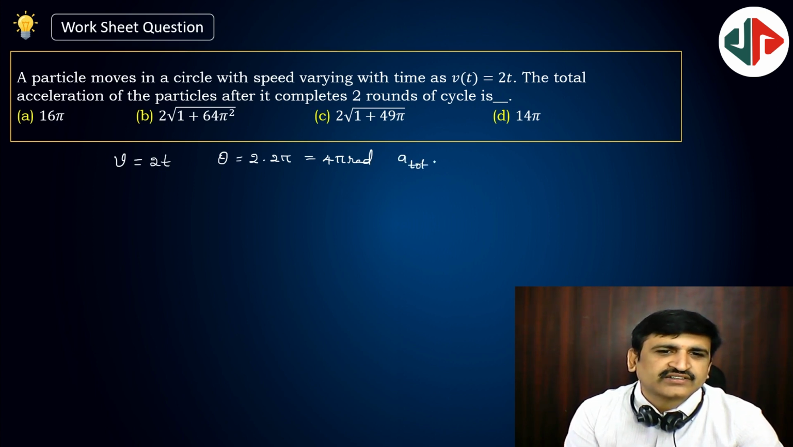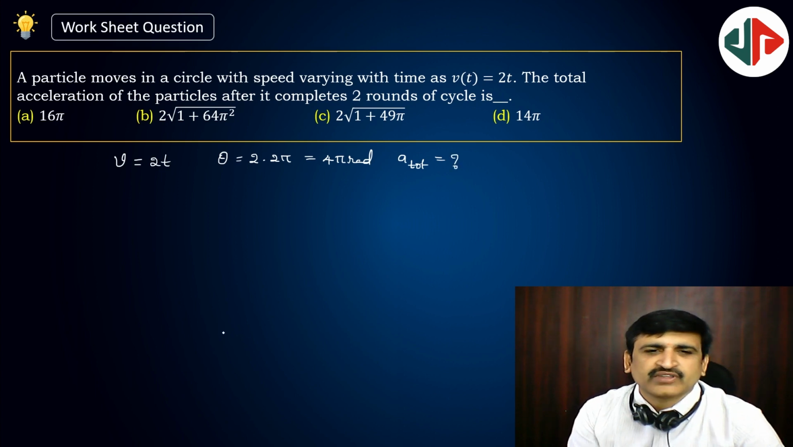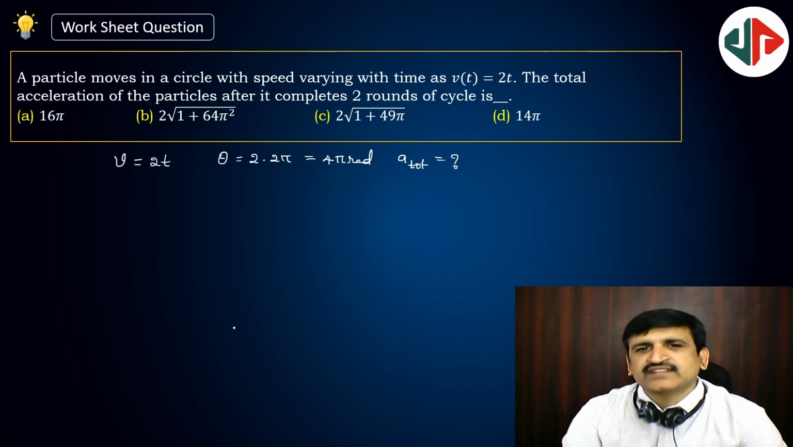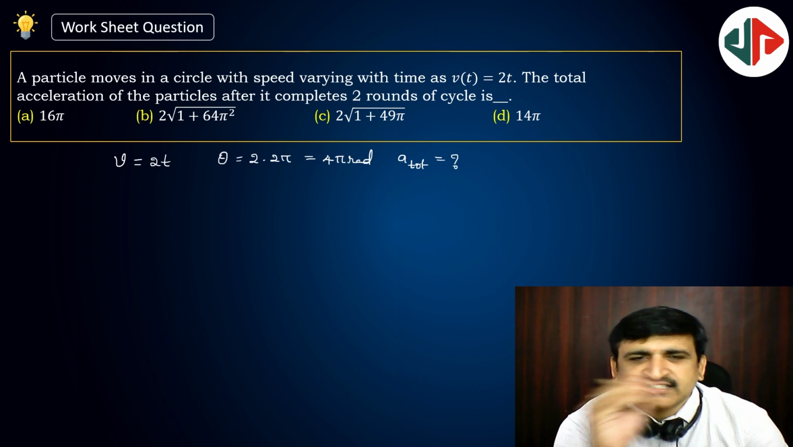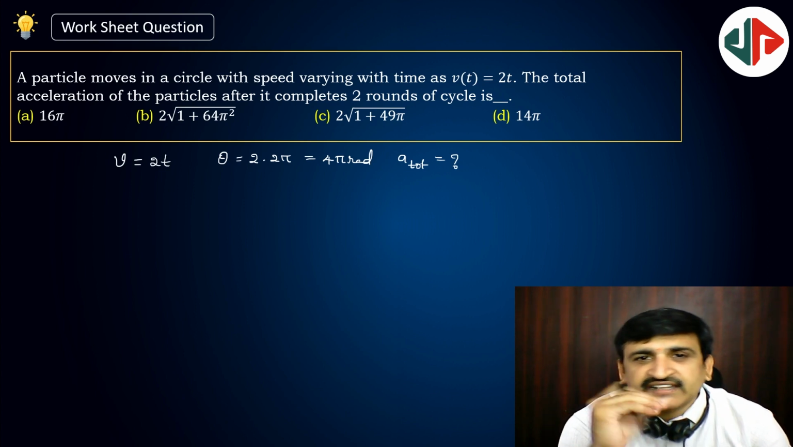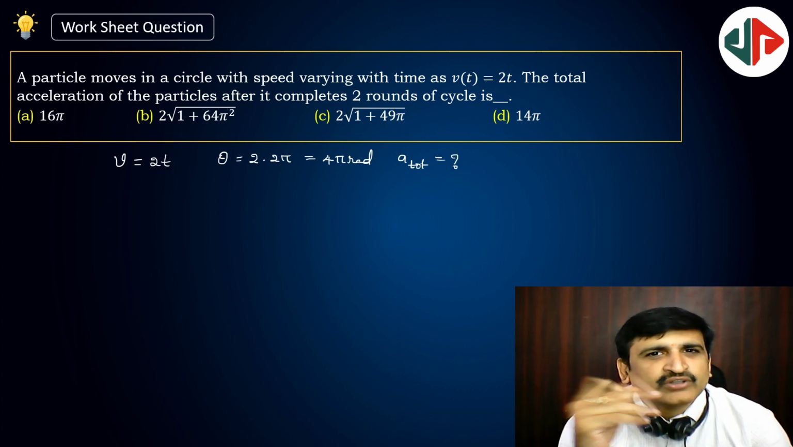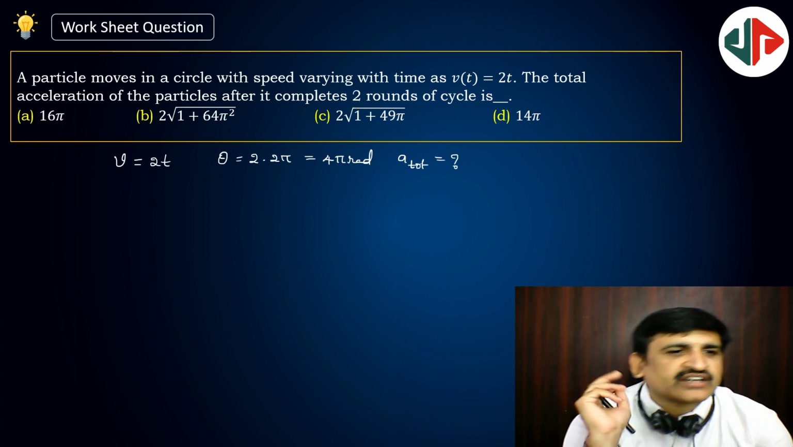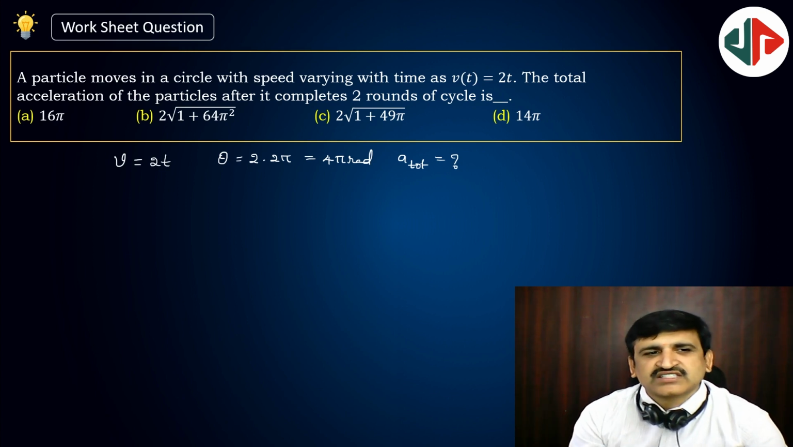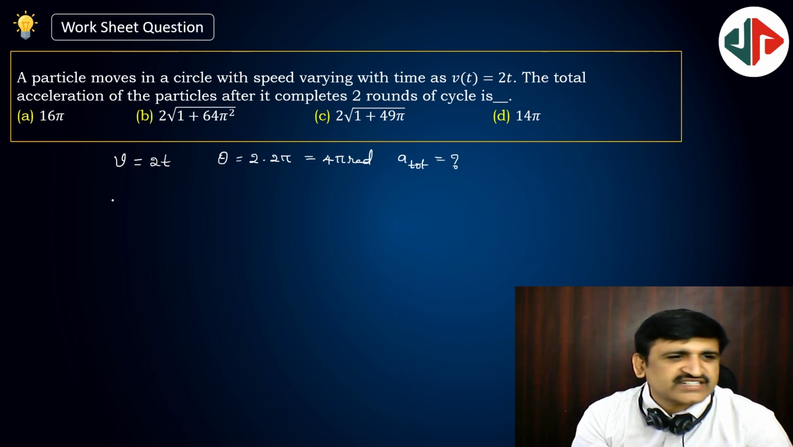Total acceleration, how much? That means we need to calculate centripetal acceleration, that is nothing but radial acceleration, and tangential acceleration. Both we have to merge using vector analysis. So first tangential acceleration, that is easy, no? That's why at is equal to differentiation of it.